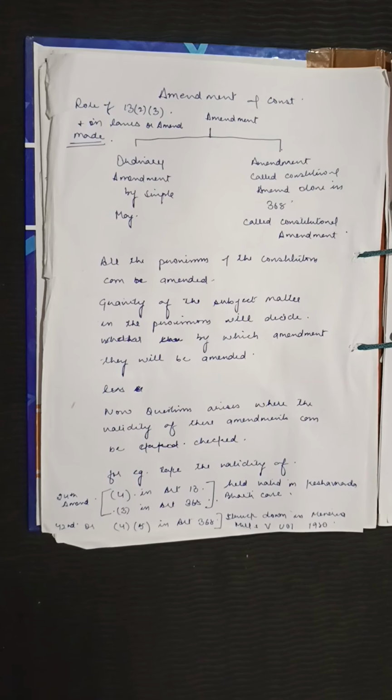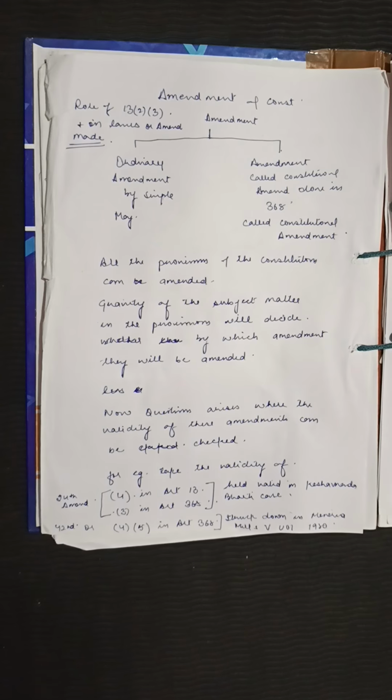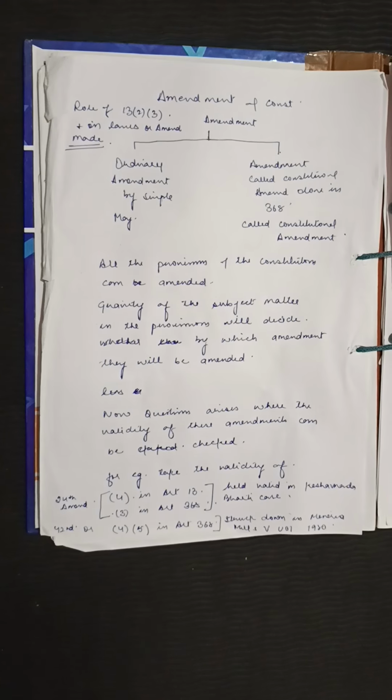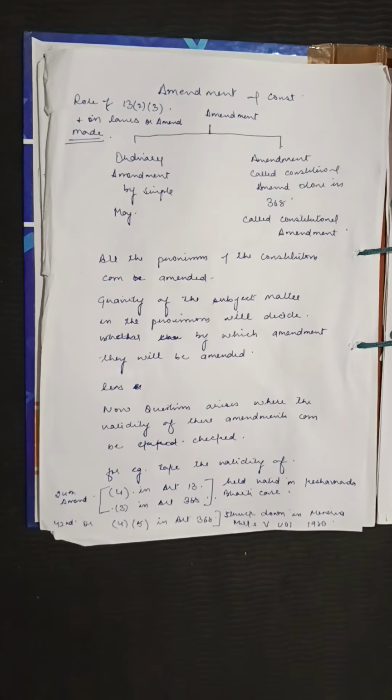As in our previous videos, we already knew that amendments can be done by ordinary amendment and the constitutional amendment. Ordinary amendment by simple majority and the constitutional amendment by special majority along with ratification by half of the states. All the provisions of the constitution can be amended. The gravity of the subject matter in these provisions will decide by which amendment they will be amended. Now the question arises where the validity of these amendments can be checked.